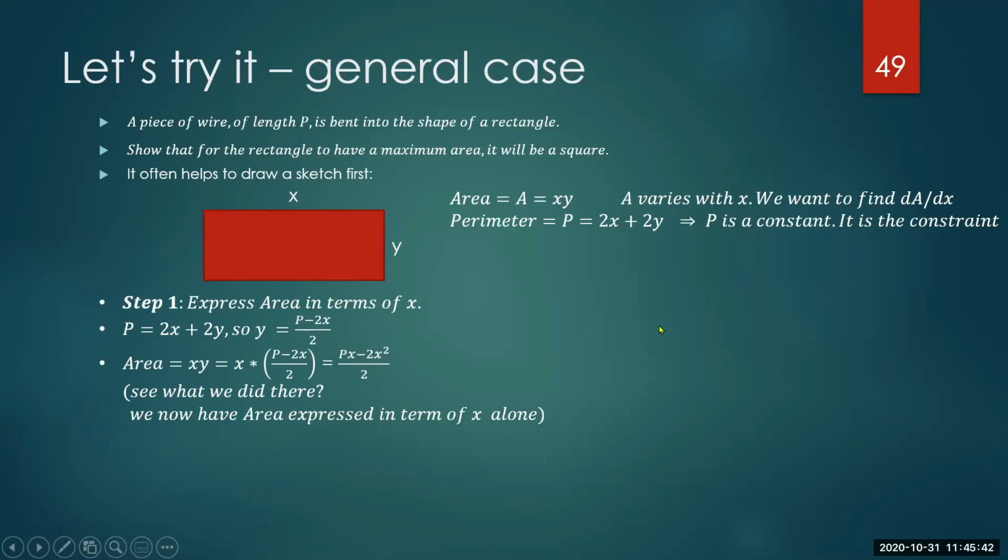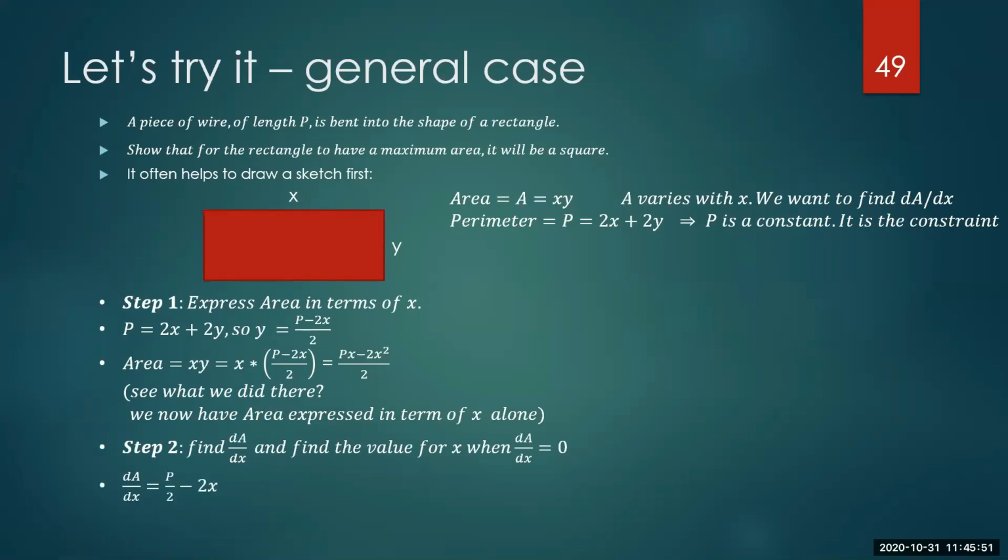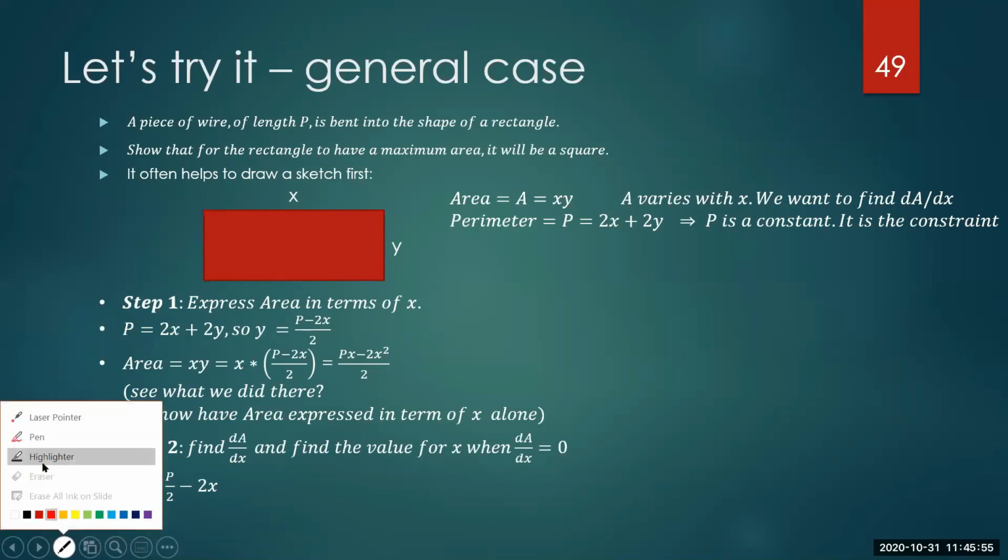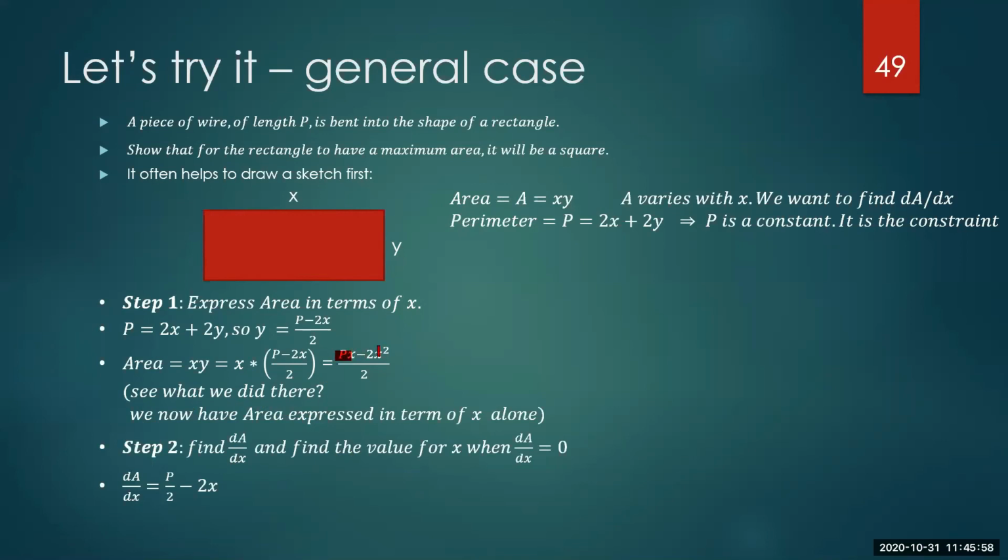Okay, so our next step then is to find dA dx and then find the value for x when dA dx is equal to 0. So dA dx we can see from up here. If we differentiate up here, A is equal to Px minus 2x squared all over 2. So when you differentiate that, you get P minus 4x all over 2, and that becomes P over 2 minus 2x.